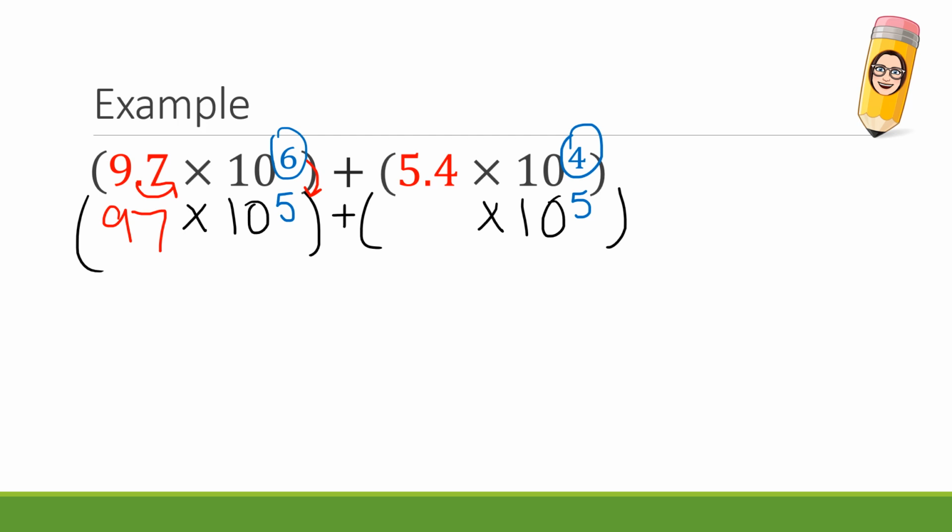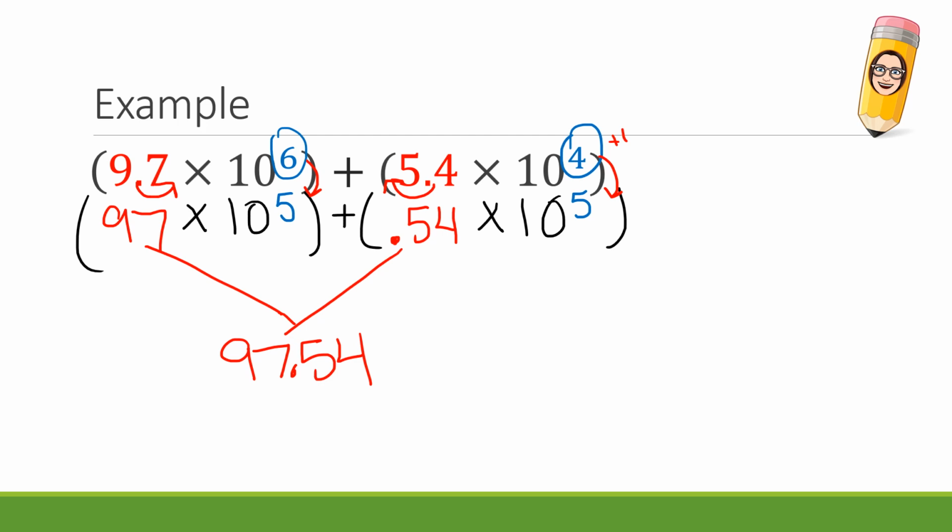Okay, if I go from 4 to 5, I added 1. If we add 1, we move the decimal to the left 1. So this becomes 0.54. Now we have like scientific notation. So because they are like, we can now add the front numbers, which kind of works out perfect, easy addition. And we're going to keep our like bases with our exponents.